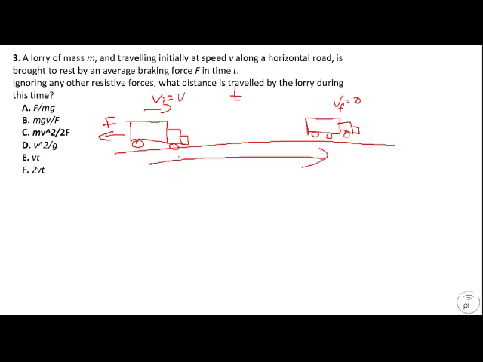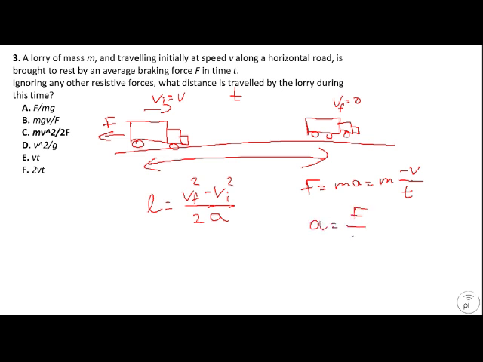L equals V final squared minus V initial squared divided by 2a. And also F equals ma. The acceleration a is V final minus V initial divided by T, and since V final is 0, it will be minus V divided by T. So here we can find that a equals F divided by m. Instead of a we will put F divided by m.